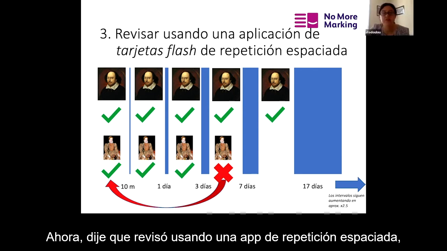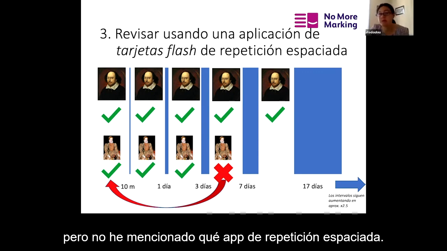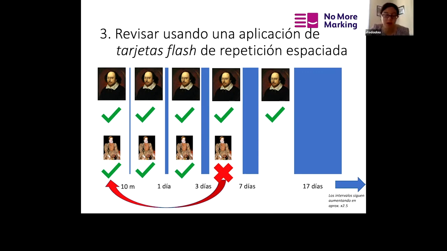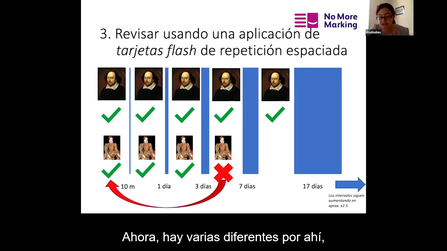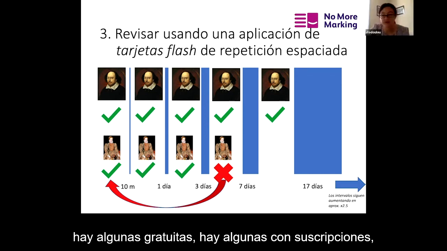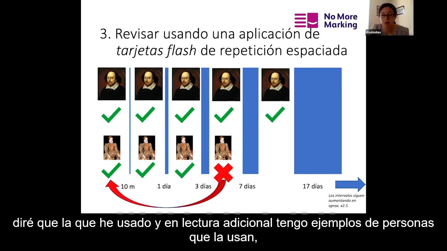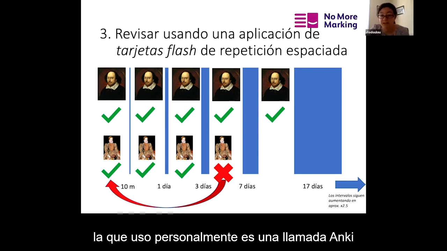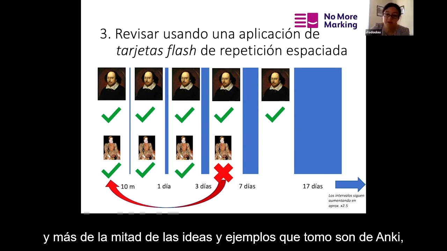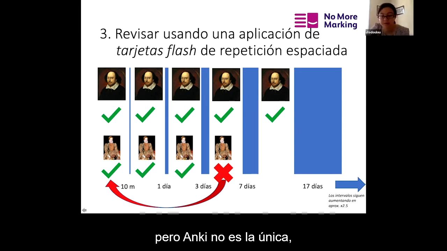Now, I've said here revise using a spaced repetition app. I haven't mentioned which spaced repetition app. Now, there are a number of different ones out there. There are some free, and some that have subscriptions. In the further reading here, I've got examples of people who use the one I've used. The one I use personally is called Anki, and the multiply-by-2.5 interval is one that I take from Anki. But Anki is not the only one out there.